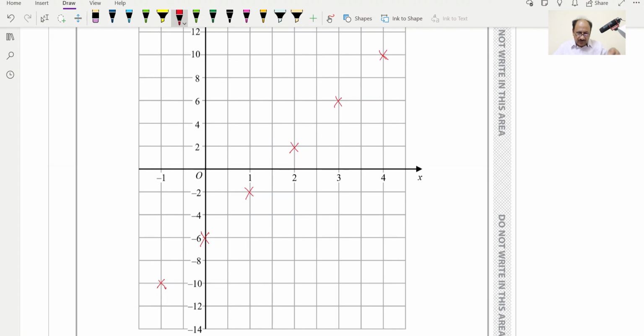Now we have to draw the line, and to draw the line we will be drawing a straight line joining the points, and we can draw this line passing through the points, and this is the line which we have drawn.